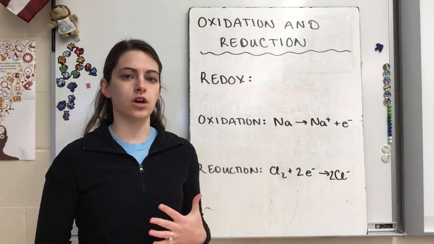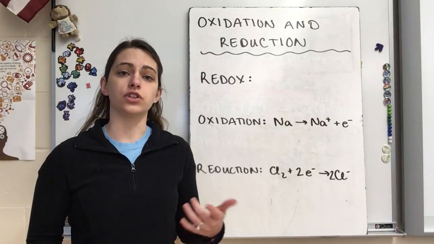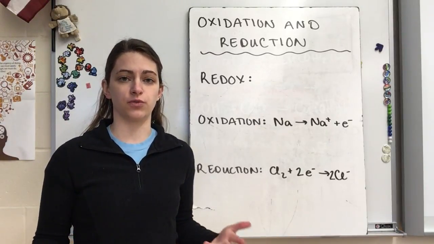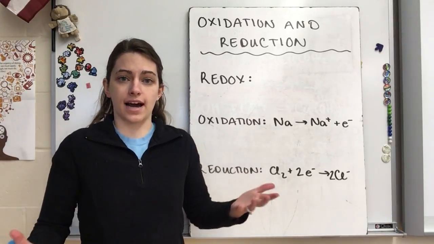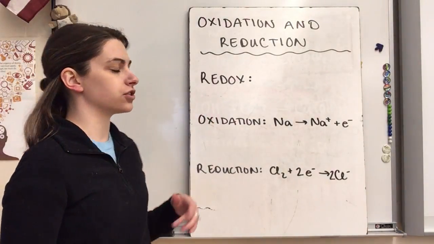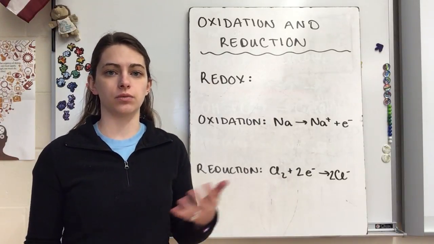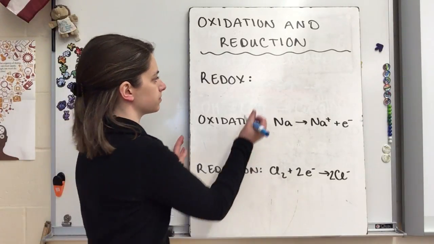So in this video, we're going to talk about something called an oxidation-reduction reaction. The short version, or the shortened term for oxidation reduction, is redox. So reduction oxidation. And a redox reaction occurs when there's a transfer of electrons from one atom to another as part of the chemical reaction.